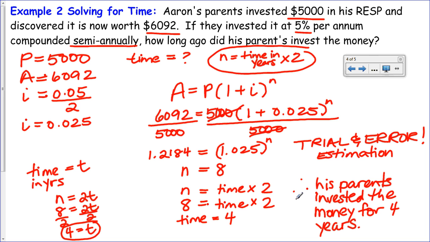Okay, so this is the final example, the second example, solving for time. So you should be comfortable, given this compound formula equation, solving for any one of those unknowns, A, P, I, or N.